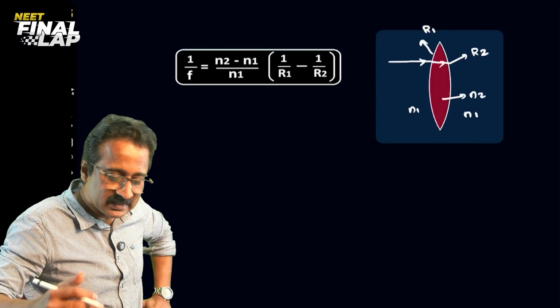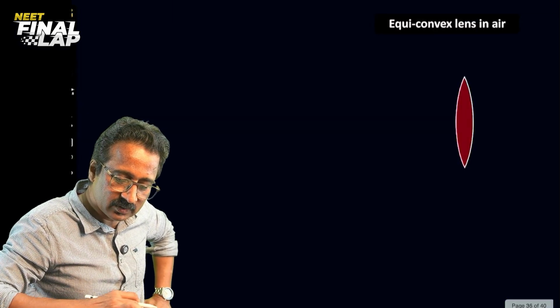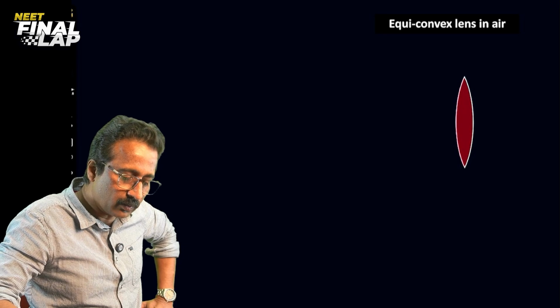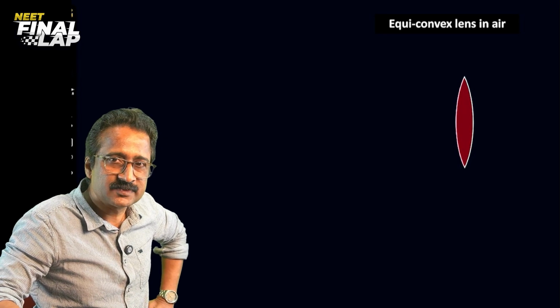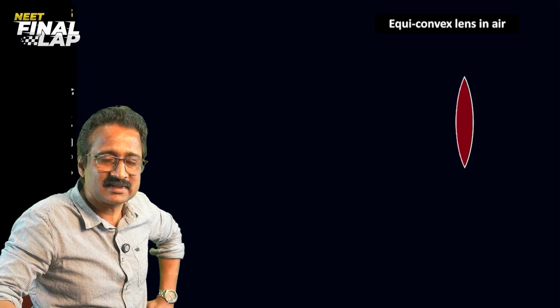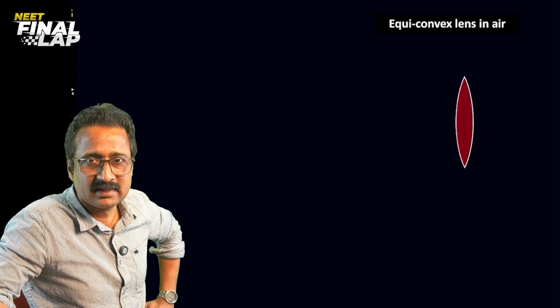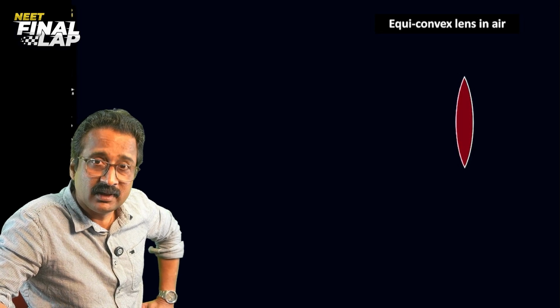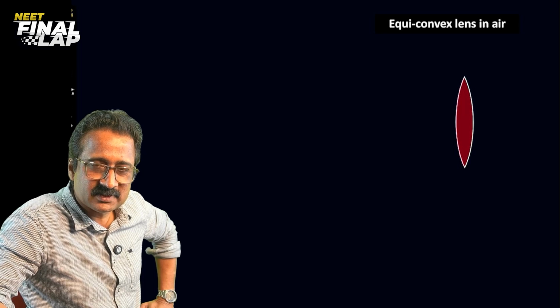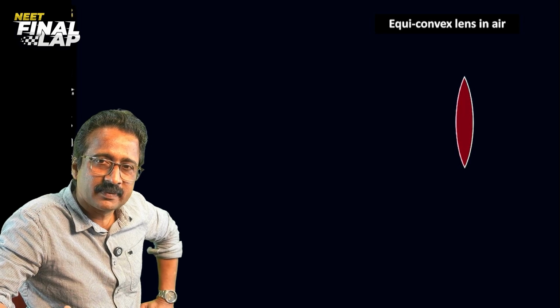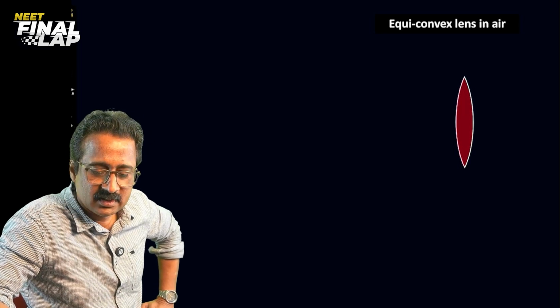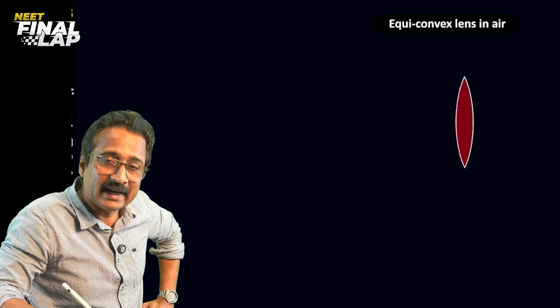Now how to use this equation, you must remember. Now when you apply this lens maker's formula for some special lenses, what is a special lens? I'll say equiconvex lens is a special lens. Now what makes it special? Simply equiconvex. The two surfaces will have the same radius of curvature. That is why it is called equiconvex. Moreover, it is in air also.